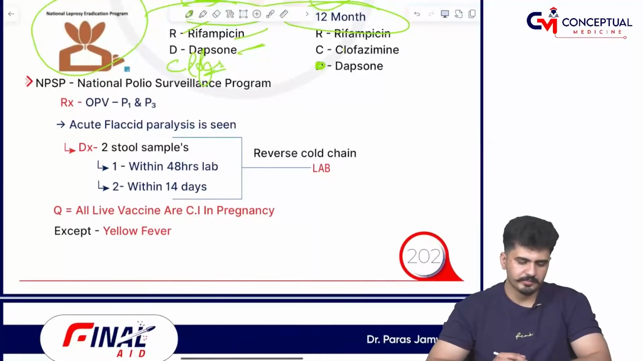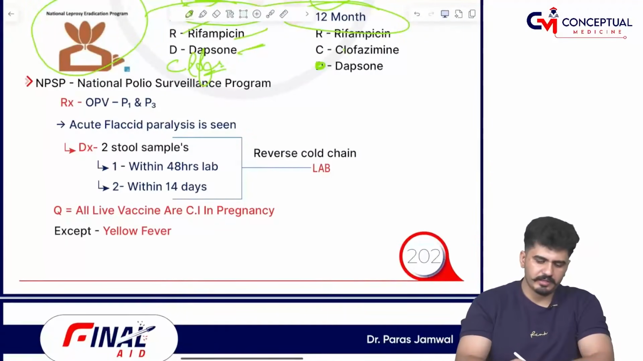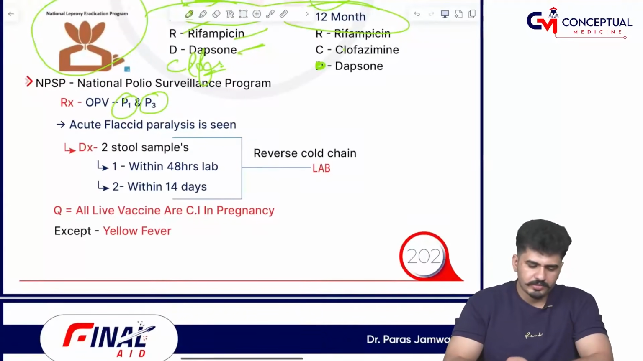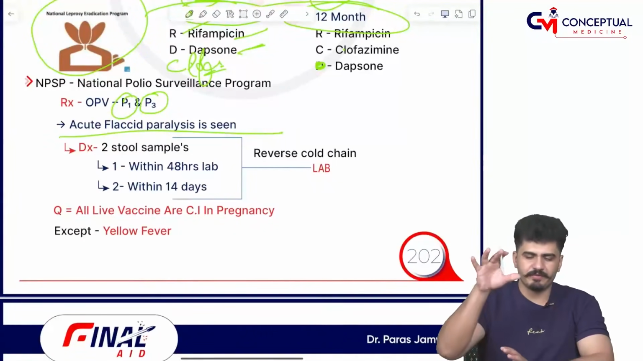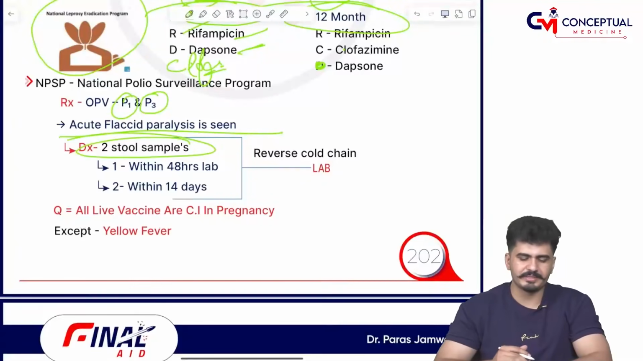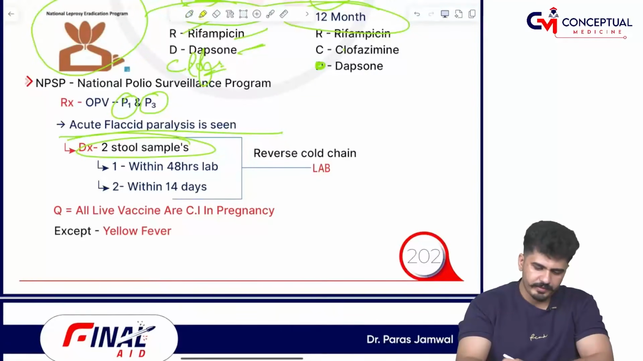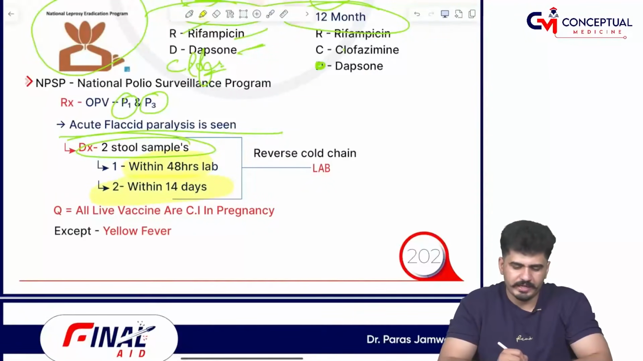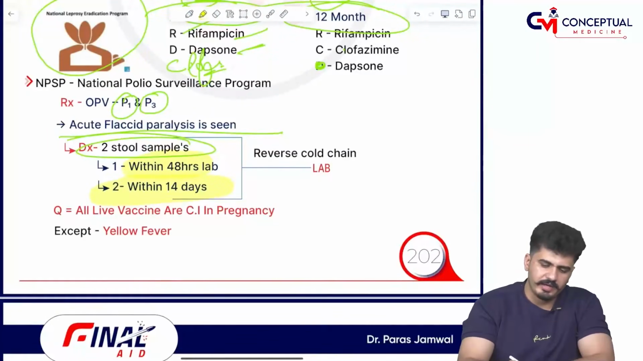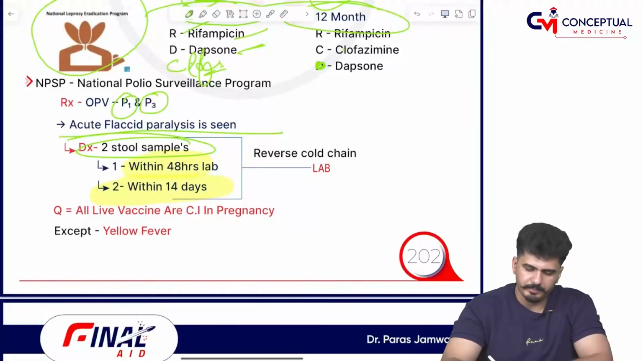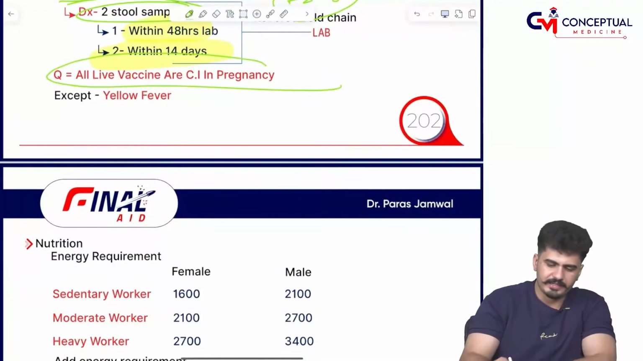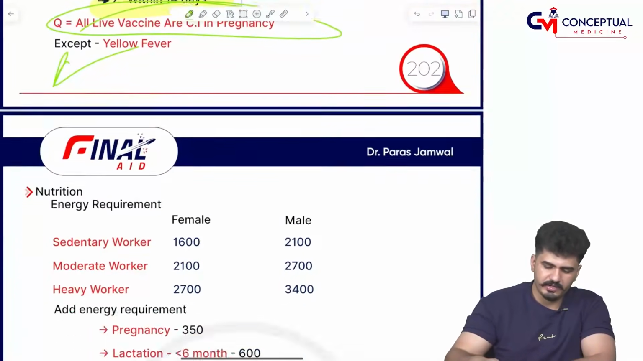Then the polio surveillance program. In this we are giving P1 and P3 bivalent, not trivalent. Which type of paralysis will you see? Flaccid paralysis. Two stool samples are given, one within 28 hours and another within 14 days. They are sent to the lab by reverse cold chain at a temperature of 2 to 8 degrees Celsius. All live vaccines are contraindicated in pregnancy, except yellow fever.